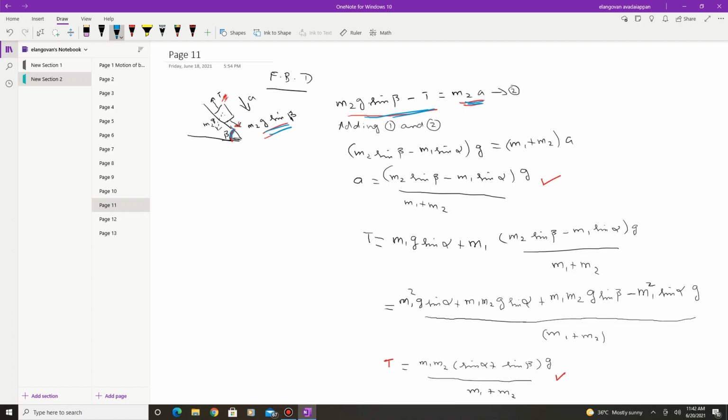mass M2. Now adding the two expressions gives the acceleration. A is equal to (M2 sin beta minus M1 sin alpha) into g divided by (M1 plus M2). So this is the acceleration. And once you substitute the value of a in equation 1, you get the tension, and you can simplify. You can find that the tension T is equal to M1 M2 into (sin alpha plus sin beta) into g divided by (M1 plus M2). So for one side inclined, you can calculate the acceleration and the tension, and if both sides are inclined, then also you can calculate the acceleration of the body and the tension acting on the string.